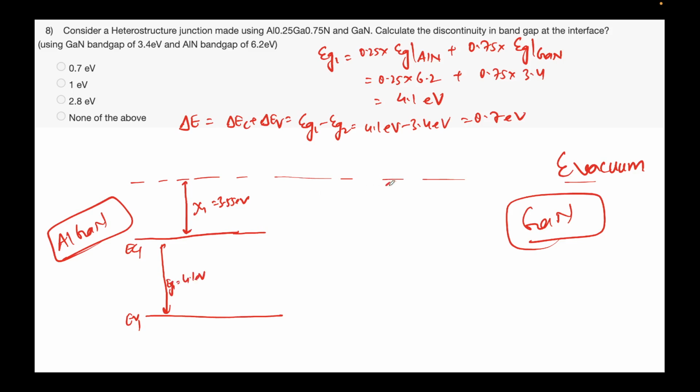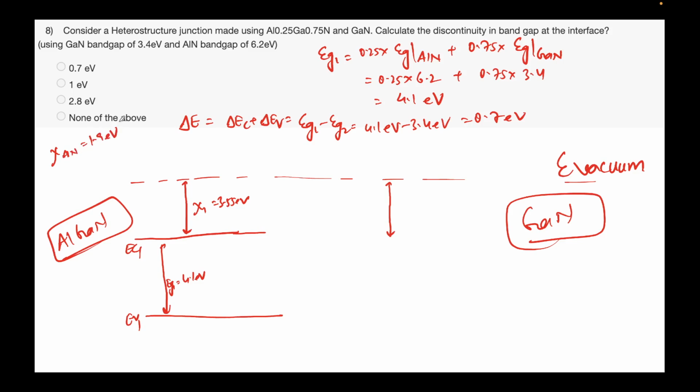The electron affinity there is 4.1. How did you write that electron affinity? Okay, so electron affinity for aluminum nitride is 1.9 EV. How do I know that? I just typed in my browser the electron affinity for aluminum nitride.